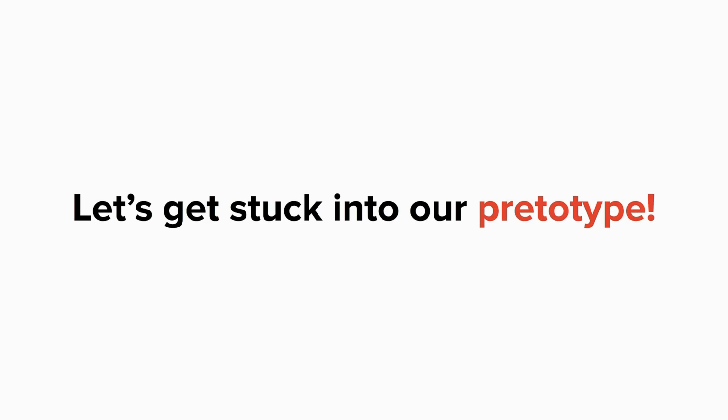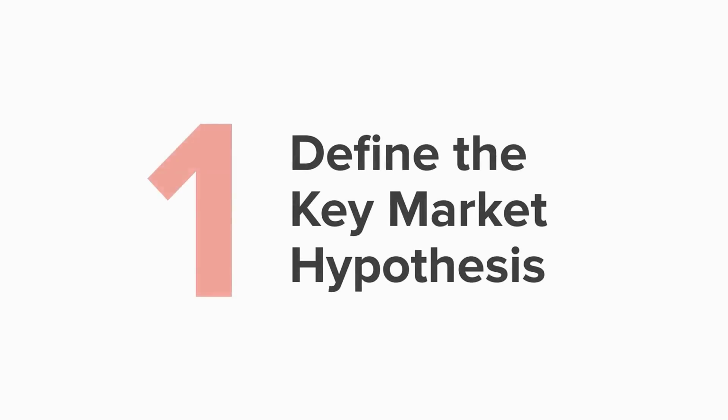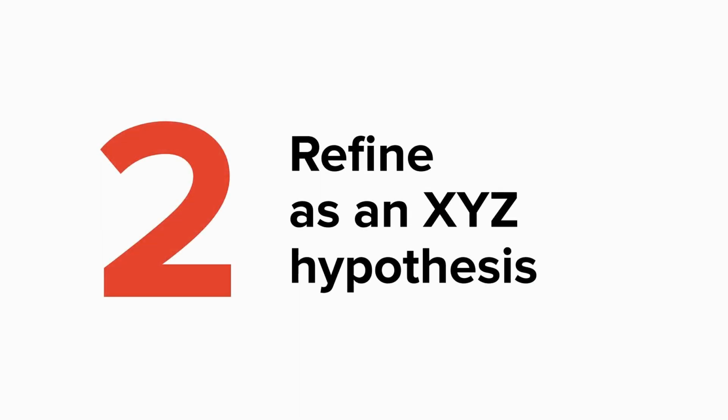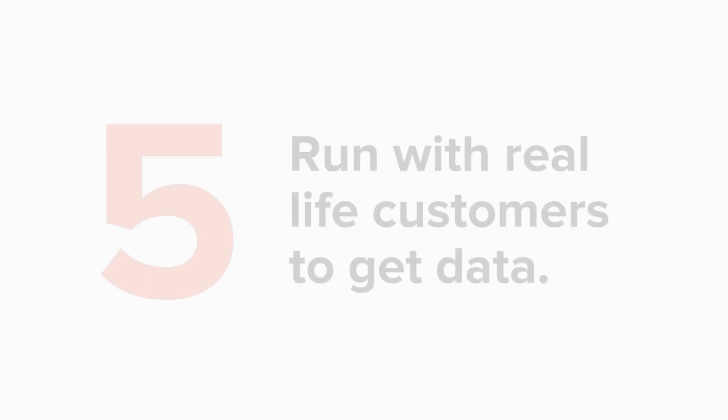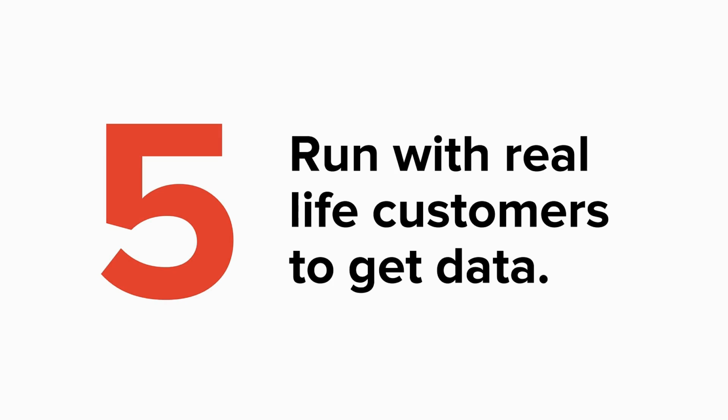Pretotyping follows 5 steps. First, we define something called a key market hypothesis, which I'll talk to you about in a moment. Then we redefine this as an XYZ hypothesis, which is where we say it with numbers. Thirdly, we create something called a Hypozoom, which defines the smallest testable experiment. We then design the experiments or the Pretotype, and finally we run those experiments with real-life customers to get data.